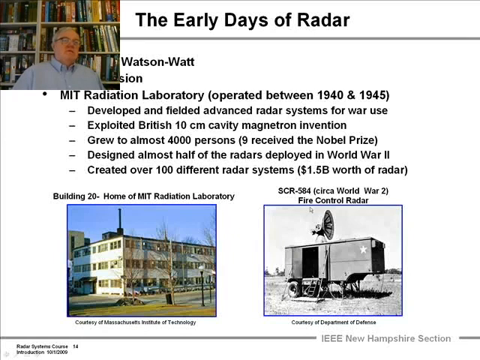And here's a photograph of one of, I would say, the most prominent radar systems that was developed during World War II. It was called the SCR 584. We're going to talk about that in detail. And that is indeed a 10 centimeter magnetron radar.